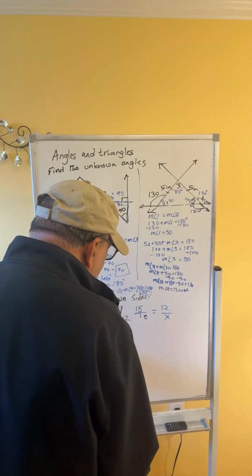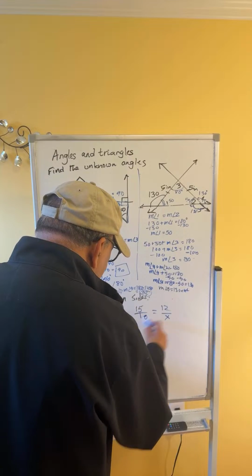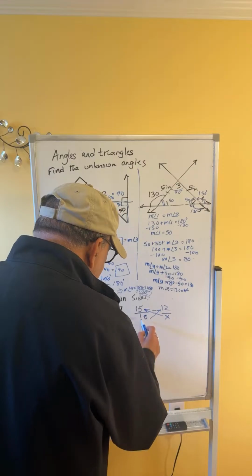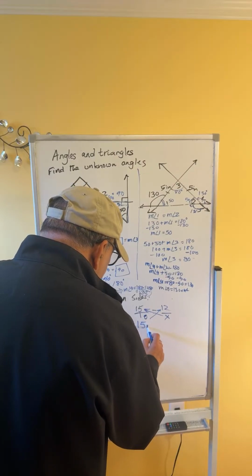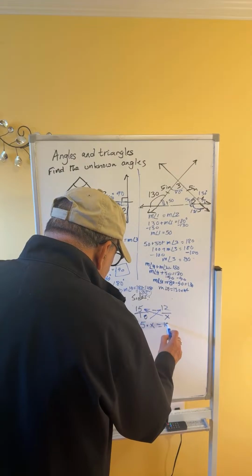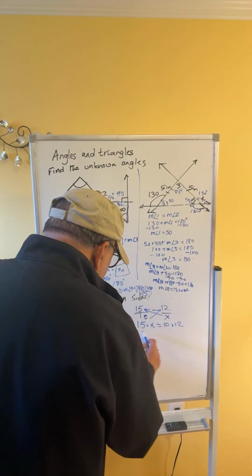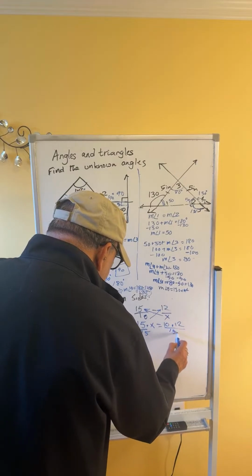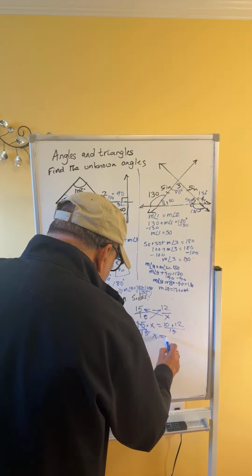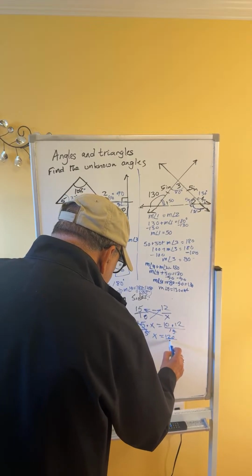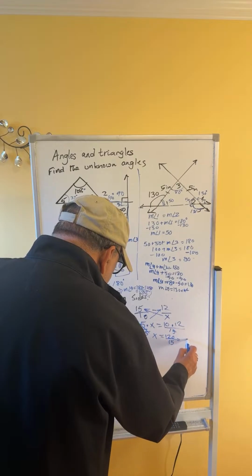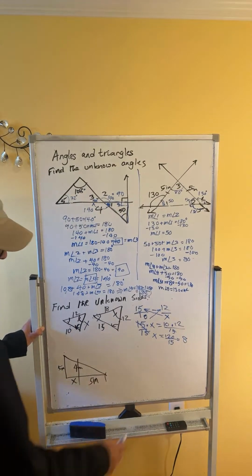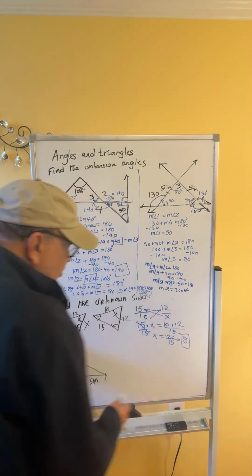Okay, now we will do cross multiplication, that is 15 times x is equal to 10 times 12. 15 multiplied by x is equal to 10 multiplied by 12. Now divide by 15 on both sides to solve for x. Okay, so x is equal to 120 divided by 15. If we use our calculator, we find the answer is 8. So the unknown side x is worked out to be 8. That is your answer. So what did we do?